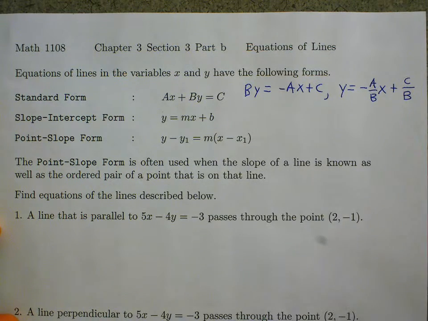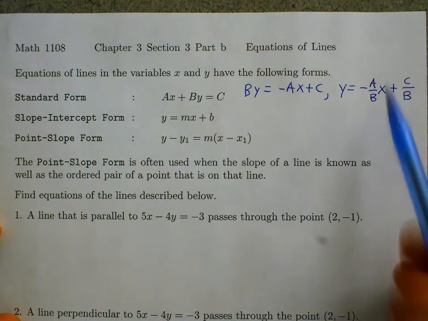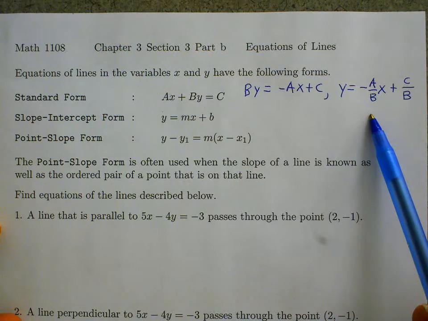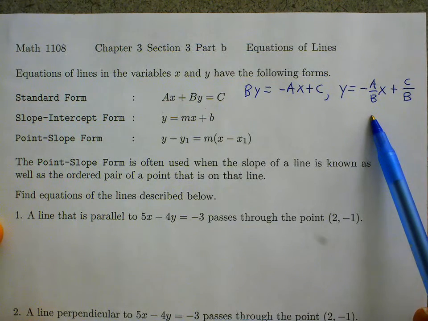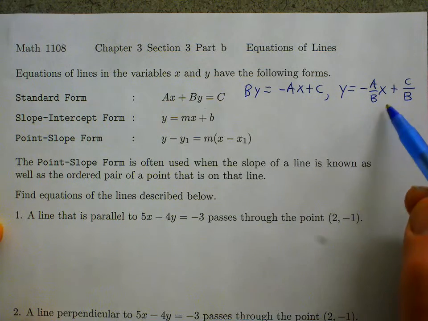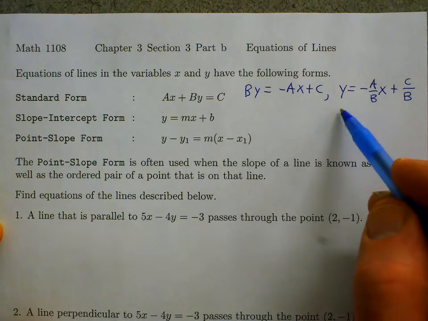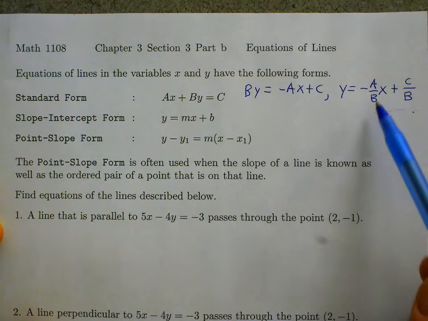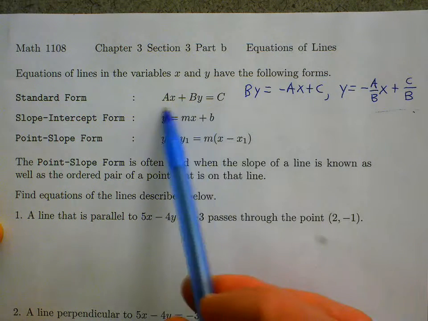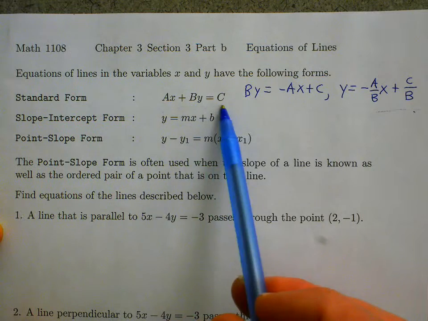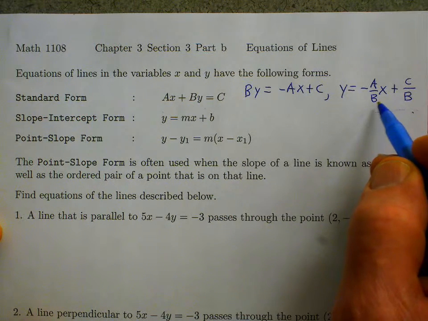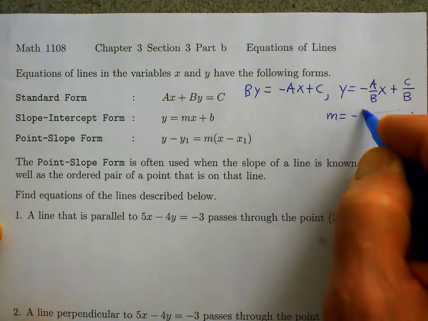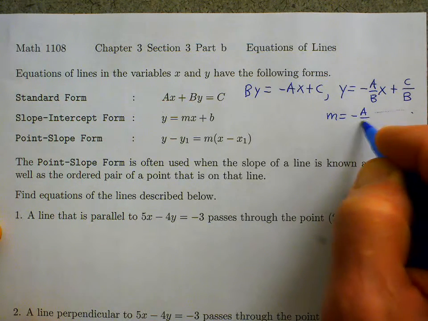Okay, so in terms of capitals A, B, and C, what's the slope of that line? Negative A over B. Yeah, negative A over B is the slope. Right, this is the slope-intercept form. We're not using lowercase m because we started with this equation, ax plus by equals c. But this is slope-intercept, so the slope is negative capital A over capital B.